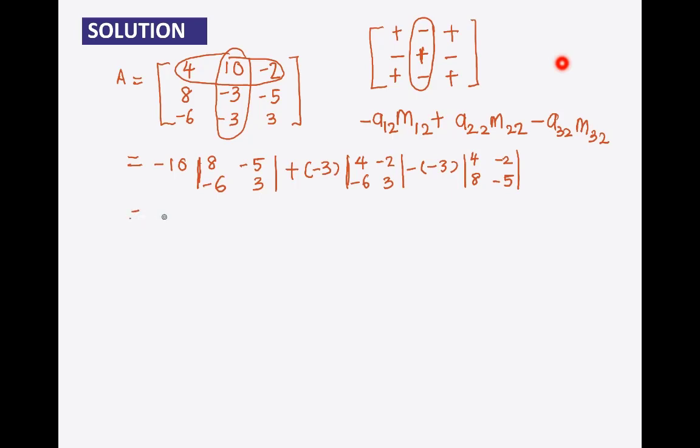Now, next. Same like the previous example, how to find determinant of 8, negative 5, negative 6, 3 is going to be AD minus BC. So this is going to be 24 minus 30. It's going to give us negative 3 and the next is 12 minus 12. And this is positive 3 and here AD minus BC is negative 20 plus 16. Now, when we calculate this, we're going to get the answer 48 again.